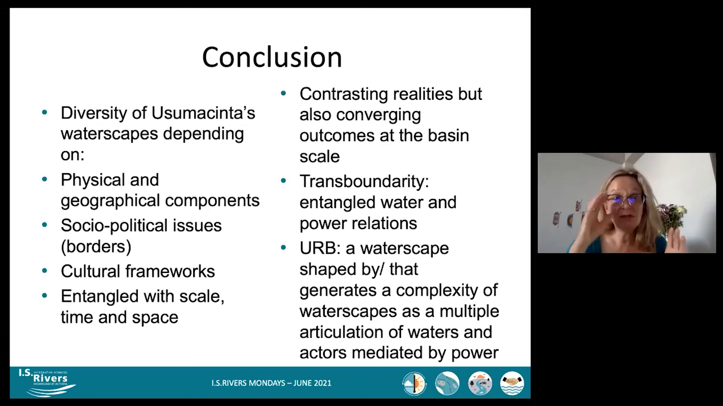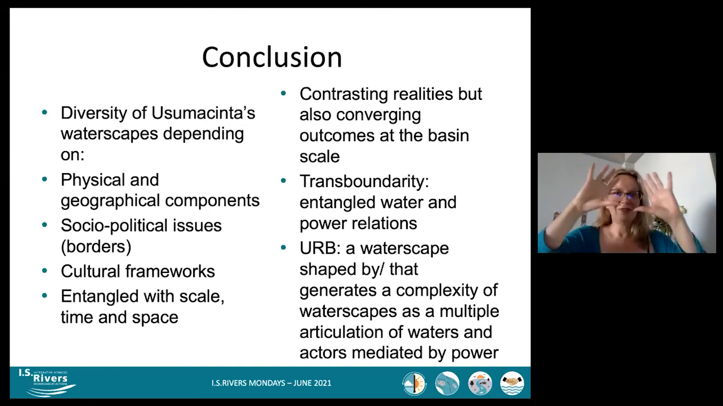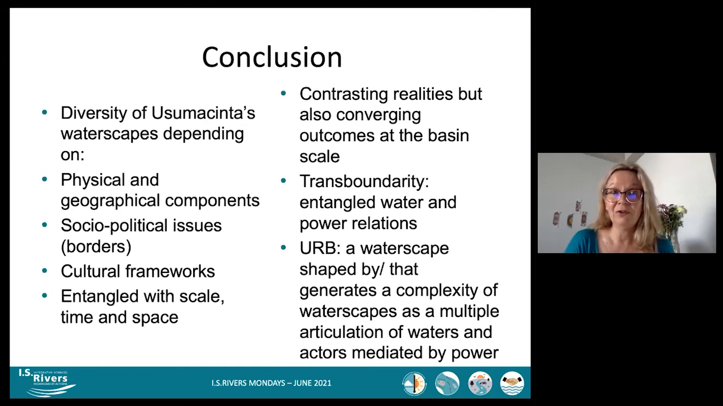So very quickly to conclude, I tried to show the diversity of the Usumacinta waterscapes depending on physical and geographical components, also socio-political issues, cultural frameworks, and this entanglement between scale, time, and space that allows me to show a certain number of contrasting realities. But at the basin scale, in its entirety, we also show that there are some converging outcomes.